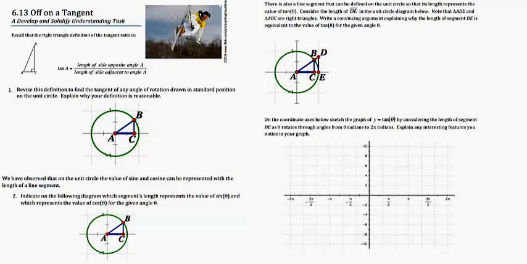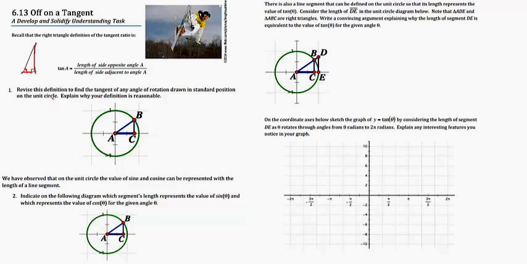Now in this task, we are going to start learning more about the tangent function. So let's recall the right triangle definition of tangent. If we're taking a tangent of A, it is equal to the length of the opposite over the length of the adjacent, opposite over adjacent.